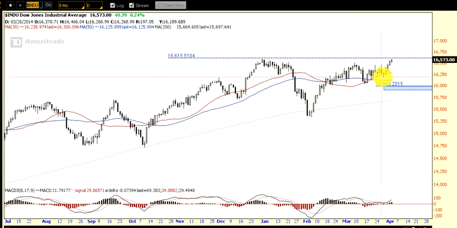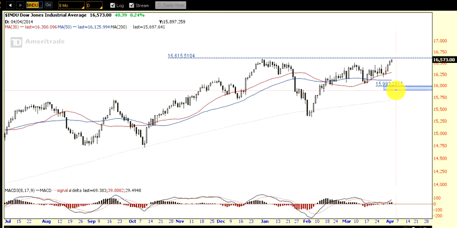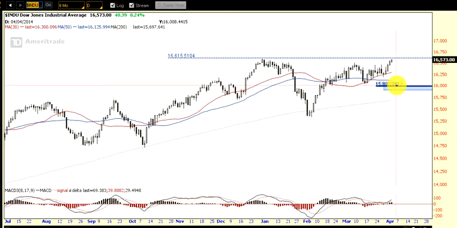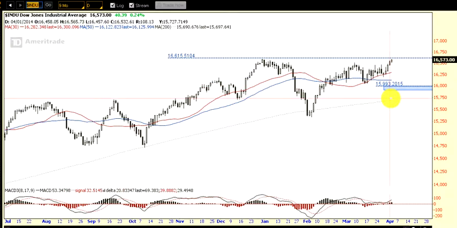So with the 50-day moving average or support, when I talk about support, we're talking about a zone or an area. We're not talking about a hard number. That's why when I drew this box up here, this is a zone. And the zone starts at around 16,000 on the Dow. Same thing with the resistance. The market has resistance here at 16,615.